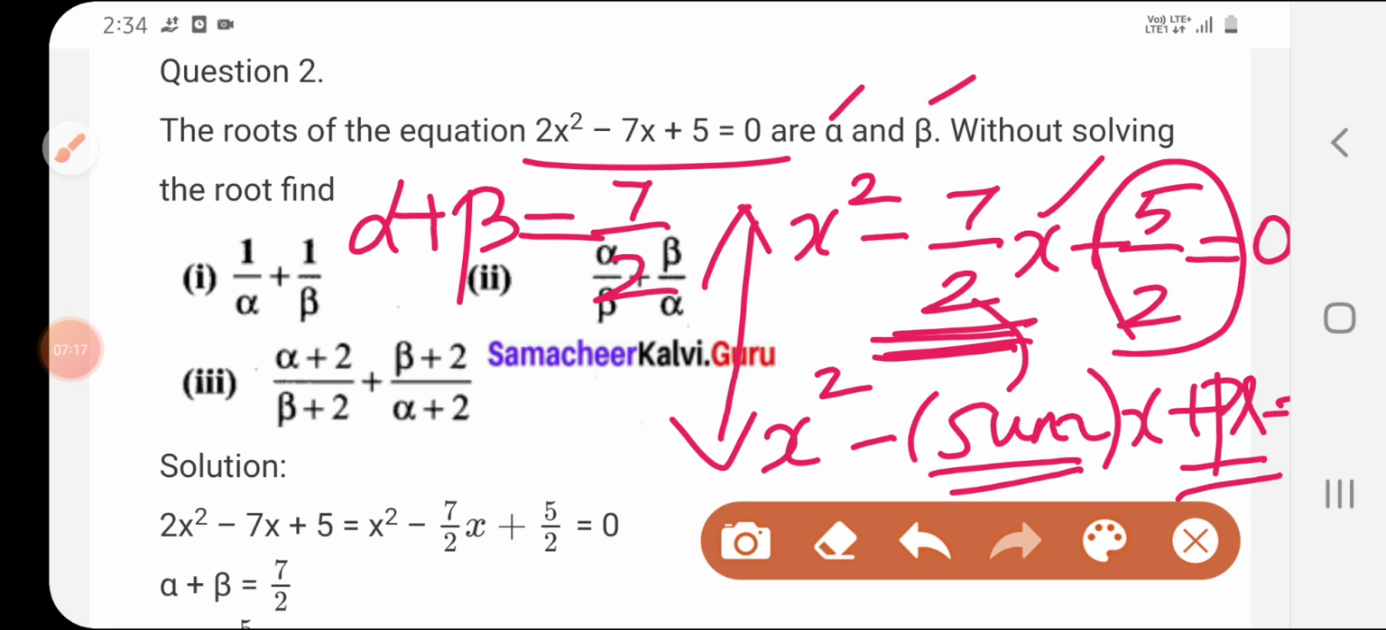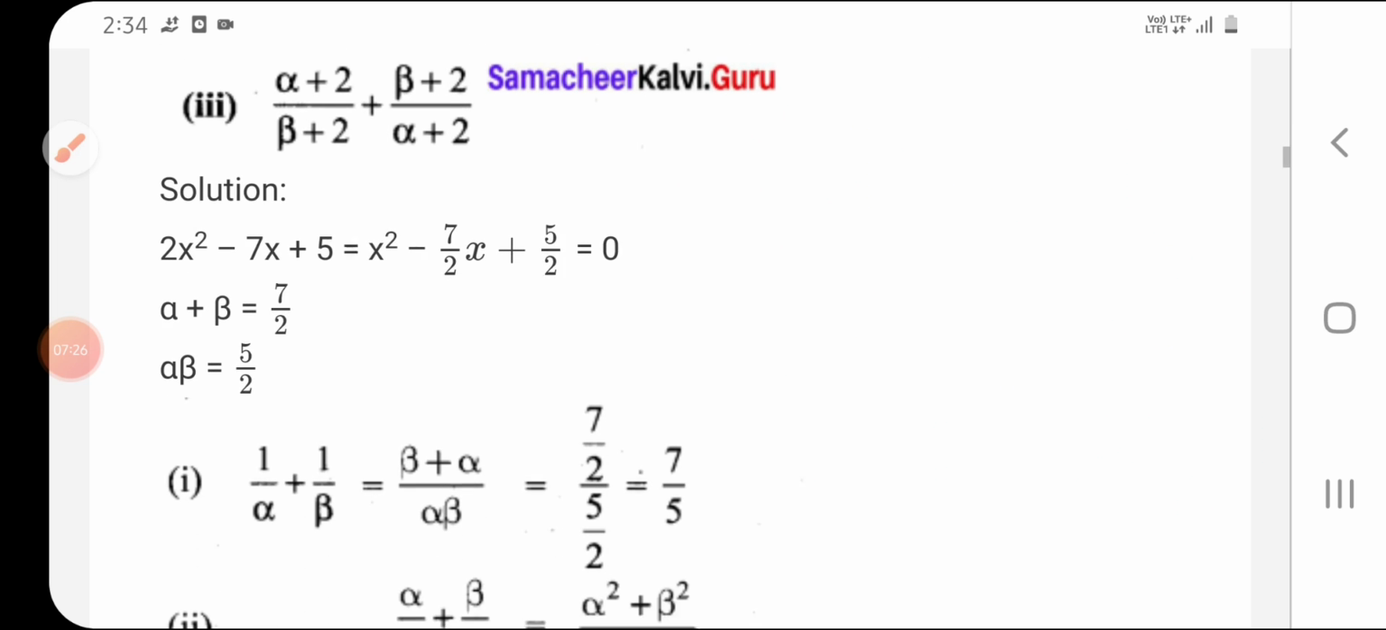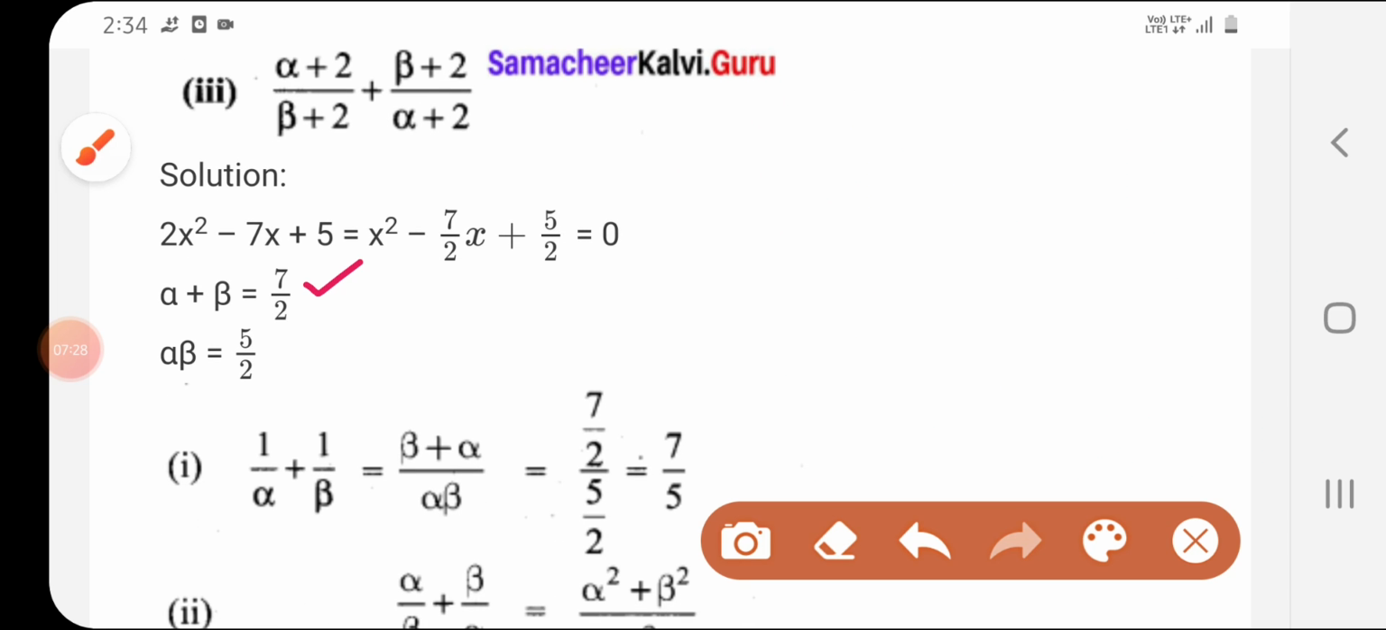Here the constant term is 5 by 2. What is the product of the roots? Alpha into beta, which is equal to 5 by 2. Okay, so now we get alpha plus beta is 7 by 2, alpha into beta is 5 by 2.